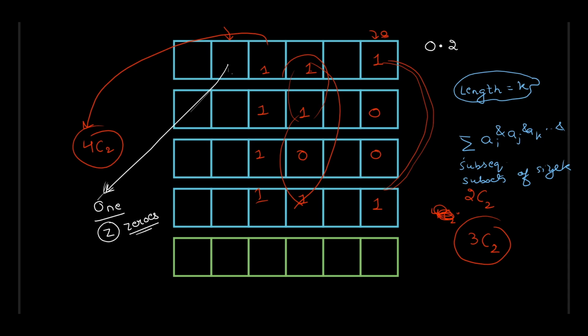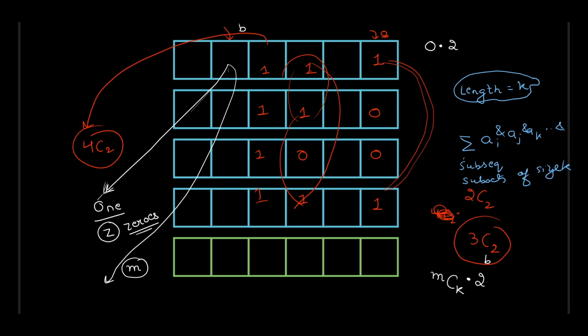So if I tell you that the number of ones in this bit position is, let's say, m, then how many choices are there to select k ones out of these m ones? That will be mCk, and 2 to the power b, where b is the bit position. So suppose this is the bit position, and this is the answer. This is how you can compute for any subsequence.